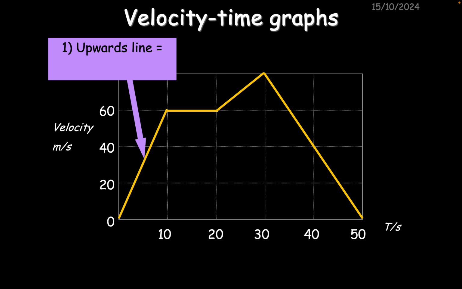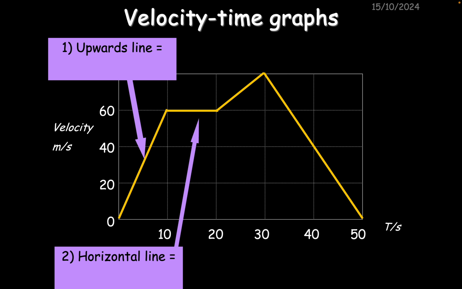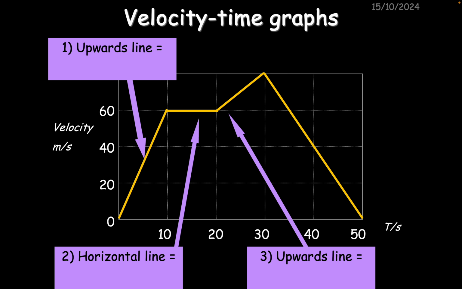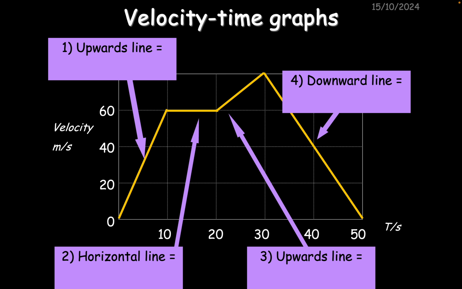So the upward line, the steepness, tells you the rate of acceleration. A horizontal line means the acceleration is 0 because the steepness is 0. The third line, the upward line, is less steep, which means slower acceleration than number 1. And number 4, negative gradient or negative steepness. Negative gradient is the better term to use.